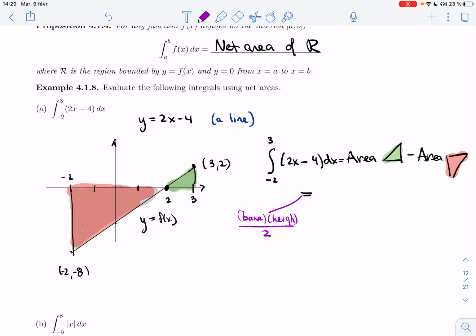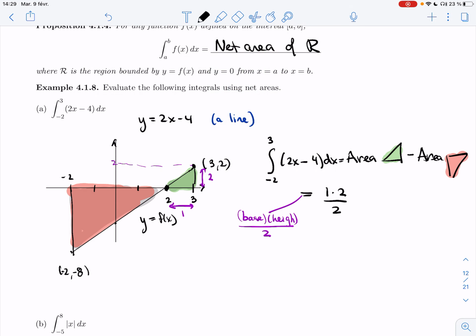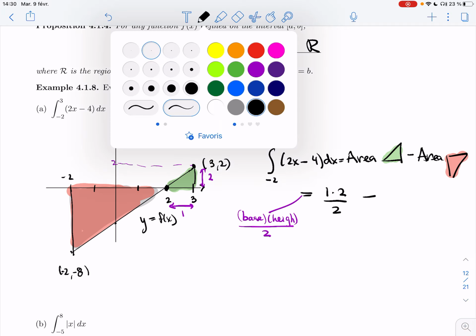All right, so for the base here, I have 1 from 2 to 3, and then my y component is 2, so the height here is 2, because this is 2. So the first one is 1 times 2 divided by 2. And then I'm going to subtract the area of the red one.